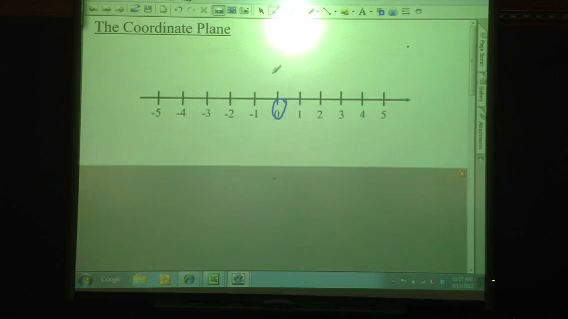First of all, we can identify the origin. We know that 0 is our origin. That origin separates our numbers. Numbers to the right of the origin are positive numbers, and those numbers move in ascending order. Ascending means that they go up. 1, 2, 3, 4, 5, and so on.